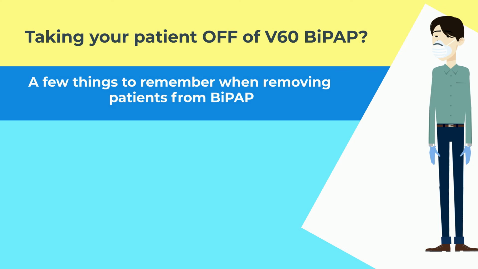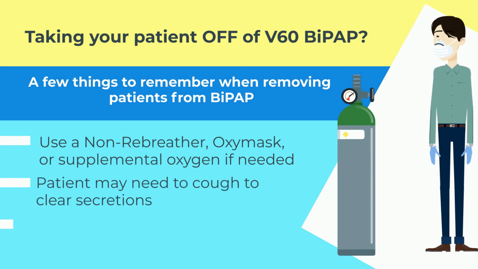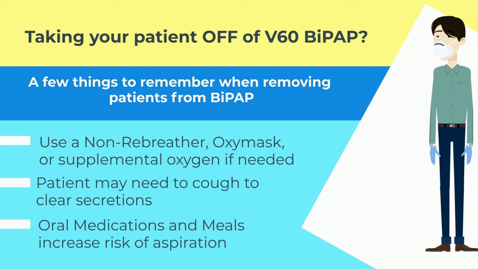Here are a few things to remember when removing your patients from BiPAP. Use a non-rebreather, oxymask, or supplemental oxygen if needed. The patient may need to cough to clear secretions. Oral medications and meals eaten increase the risk of aspiration.